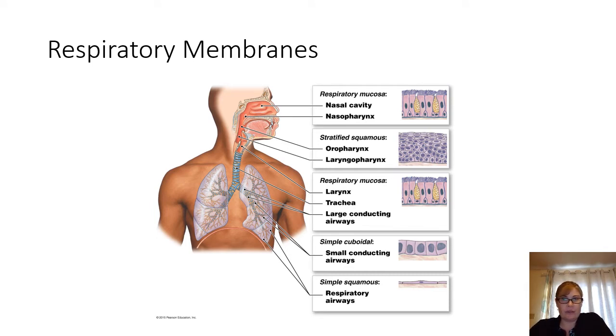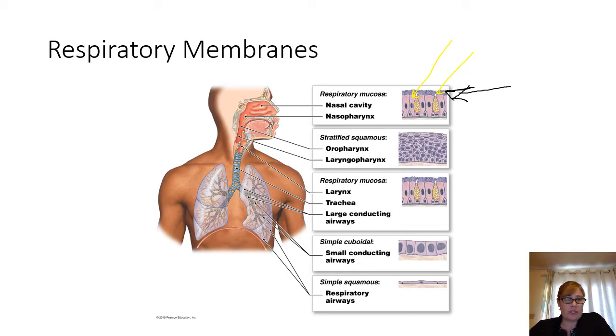So these yellow blobs are goblet cells. Those are going to help secrete mucus, which is going to trap foreign particles. And then the cilia at the top are going to sweep those materials along and get them out of the body and get them out of the lung.